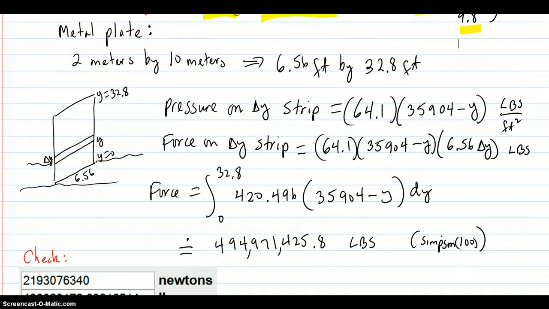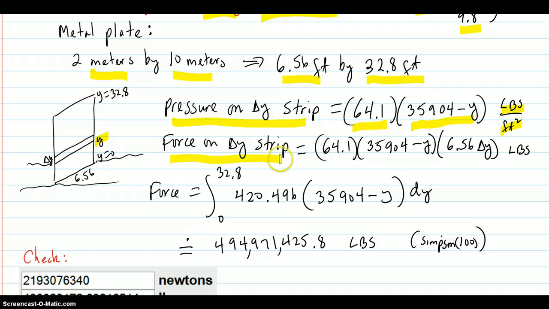So the metal plate was 2 meters by 10 meters. That's about 6.56 feet by 32.8 feet. We're getting a little error there, but that's okay. Pressure on the delta y strip is the 64.1 density times the depth down there, which is 35,904 minus the y coming up short of the bottom, and that's pounds per square foot.